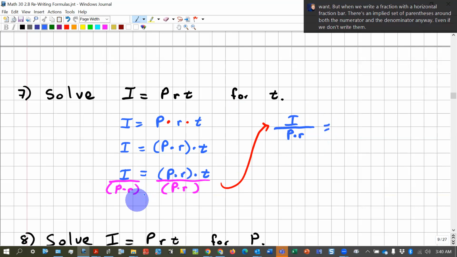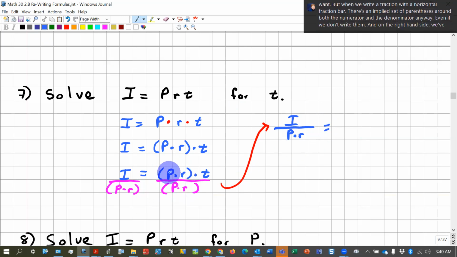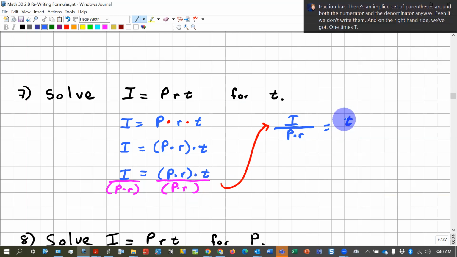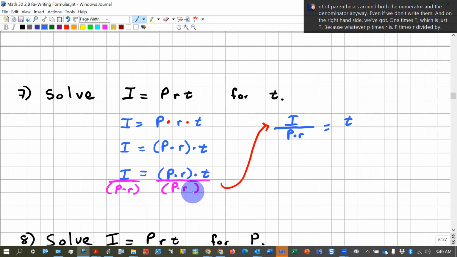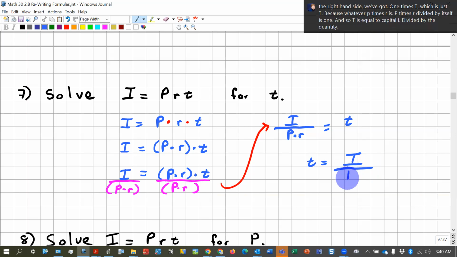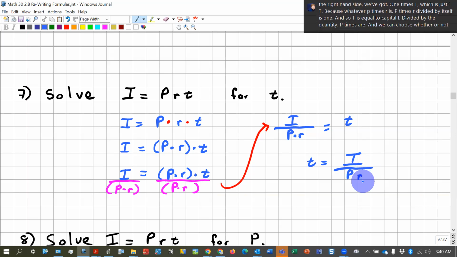And on the right-hand side, we've got 1 times T, which is just T, because whatever P times R is, P times R divided by itself is 1. And so T is equal to capital I divided by the quantity P times R, and we can choose whether or not we want to write the multiplication sign.